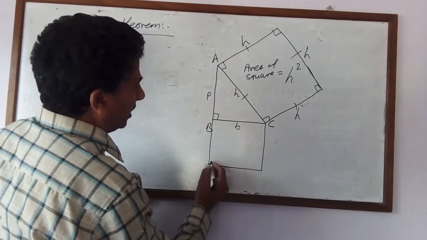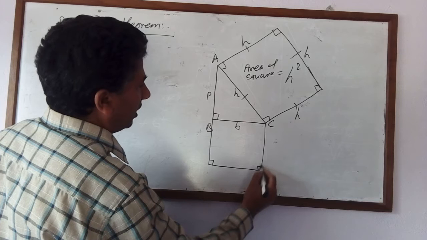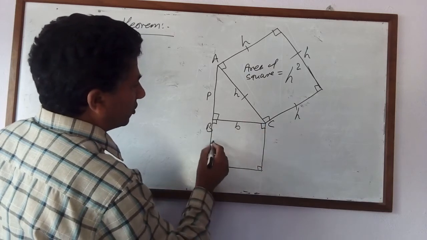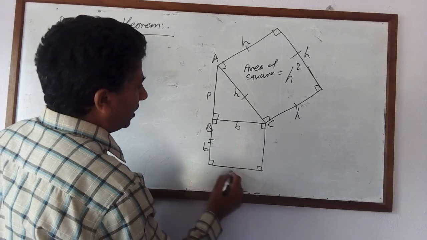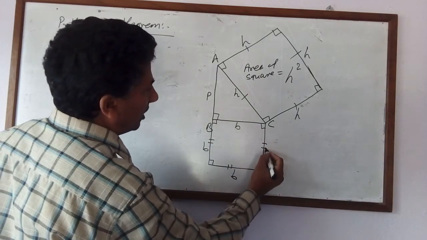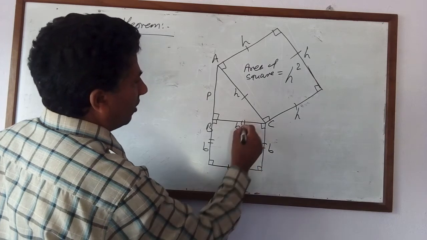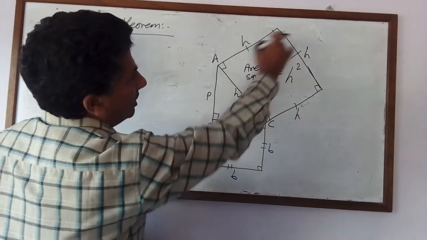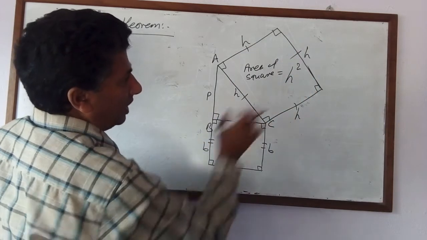This is also a square; this angle is 90 degrees, this also 90, this also 90. A square means its angles must be 90 degrees. Now this is also a square, this side is b, this also b. What is the measurement of this base? The same measurement I have taken here, this also b. And for h, by the same measurement we made one square on the hypotenuse.